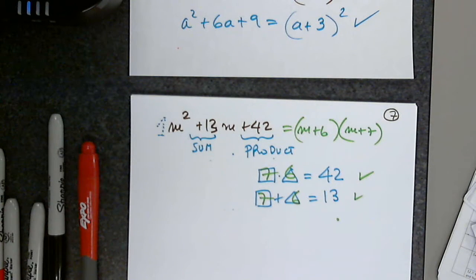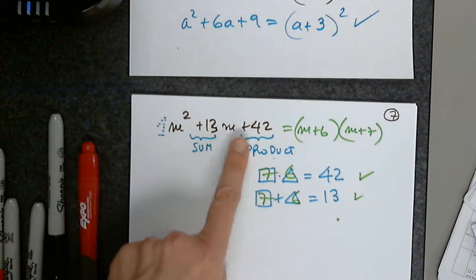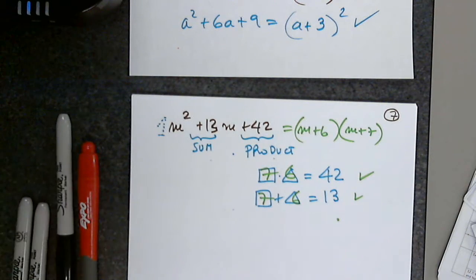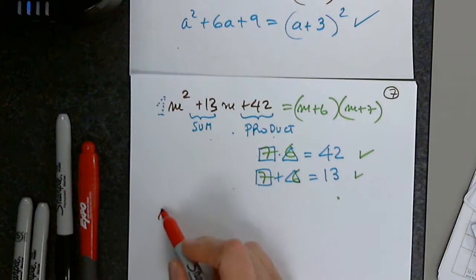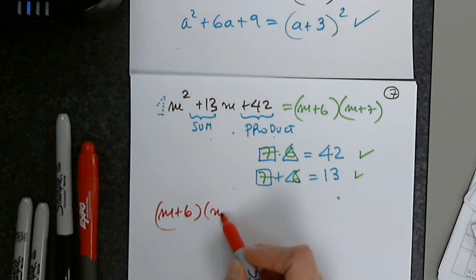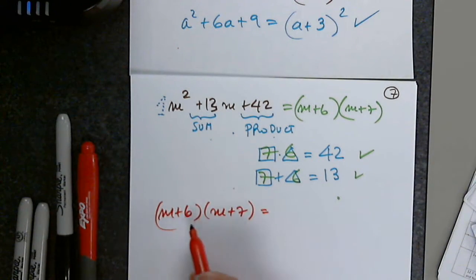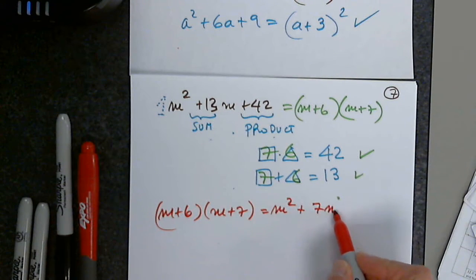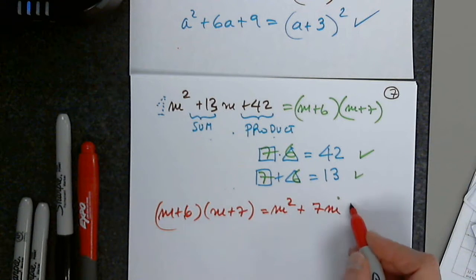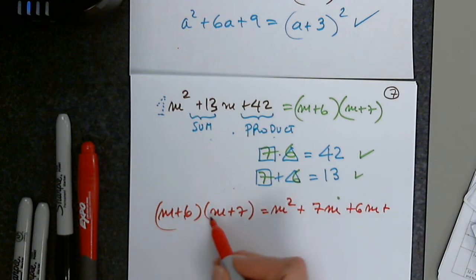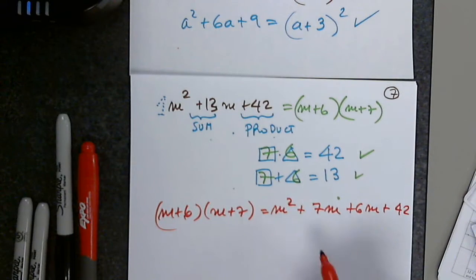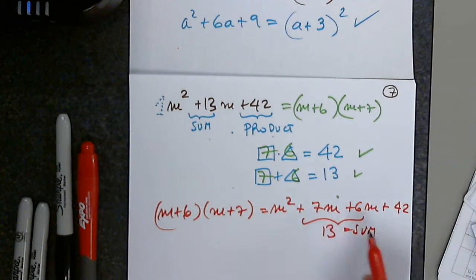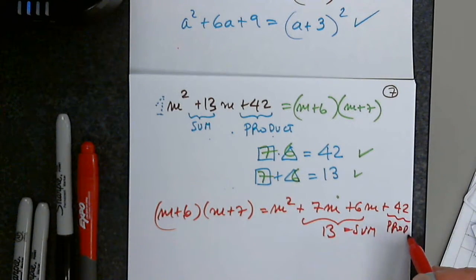And let me show you why we call this number the sum and this number the product, so you know where that comes from. If I want to multiply M plus 6 by M plus 7, this is what I write. M times M, M squared, plus M times 7, 7M, plus 6 times M, 6M, and 6 times 7 is 42. That's why this number 13 is called the sum, and this number 42 is called the product.